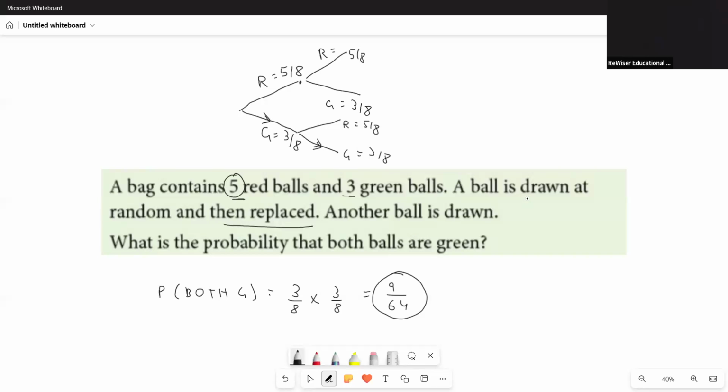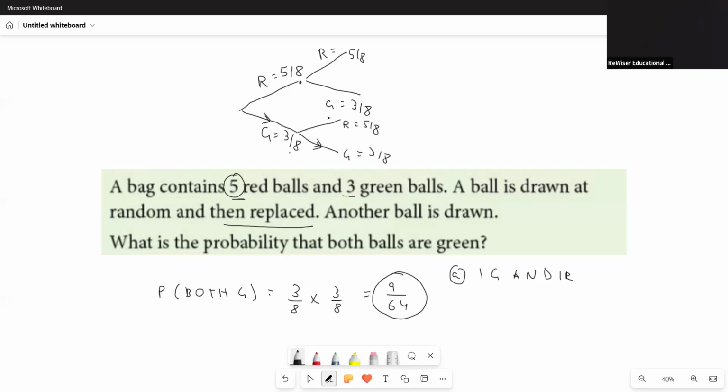Now, the other type of variation which can be asked to a similar type of sum is they can say 1 green and 1 red. So most of the students make this mistake. They say 1 green and 1 red, so they multiply 3 by 8 into 5 by 8. Now they never said that the first is green and second is red.